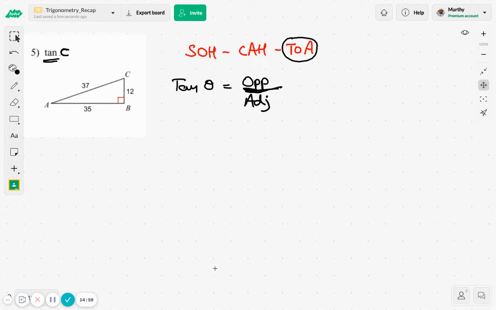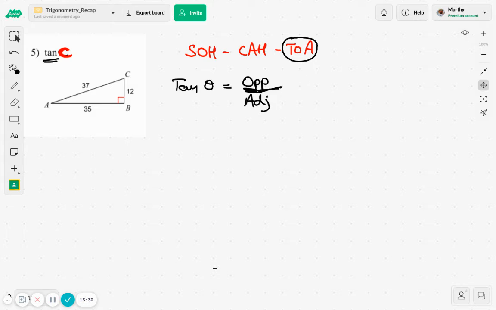Actually, when we say opposite side, immediately our attention may go to this one, which is 12 units. Again, when it comes to adjacent, our attention goes to this 35 units. But actually, it is not correct. That's the reason I always suggest you highlight and focus on this one.